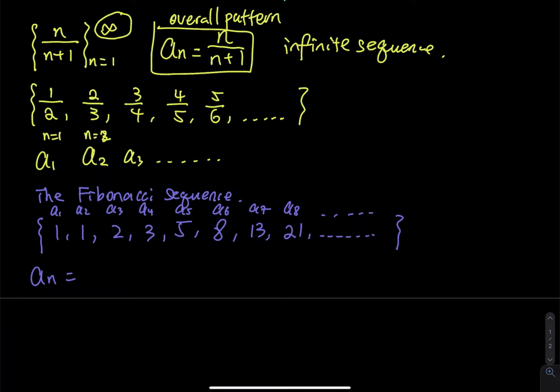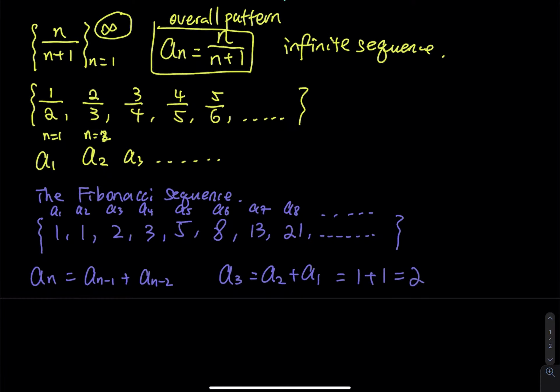So an is equal to the sum of the previous 2 terms, which is a(n minus 1) and a(n minus 2). Let's say n is equal to 3. Then we have 3 minus 1 is 2, and 3 minus 2 is 1. That means a3 is equal to 1 plus 1, which is equal to 2, right?